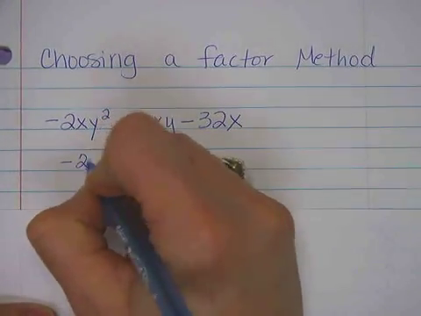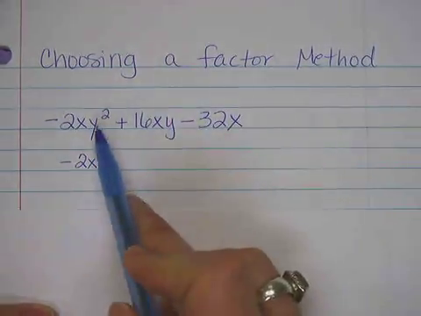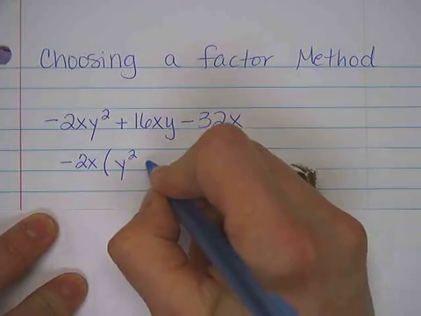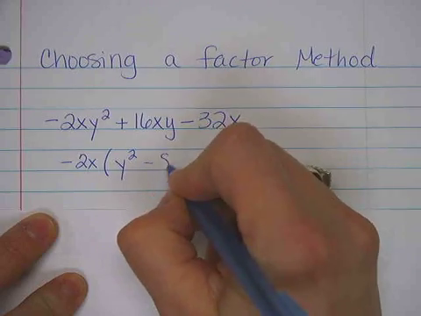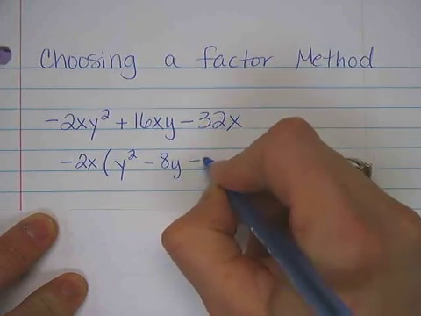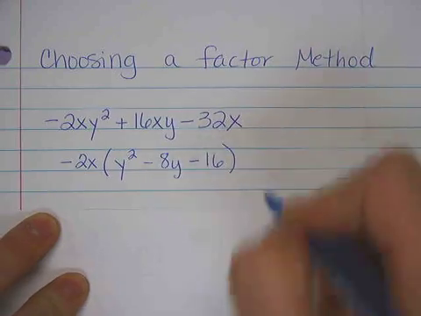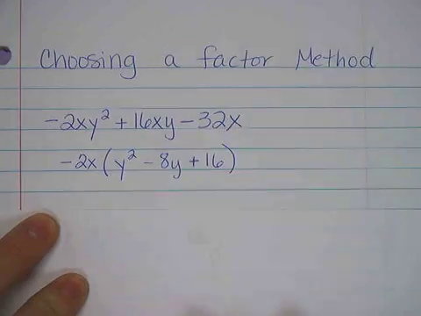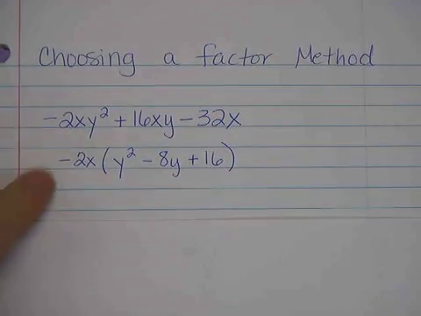Okay, well the solution would be, I first notice that there's a GCF of negative 2x in each of these terms. And that's going to leave me with y squared minus 8y plus 16. There we go.